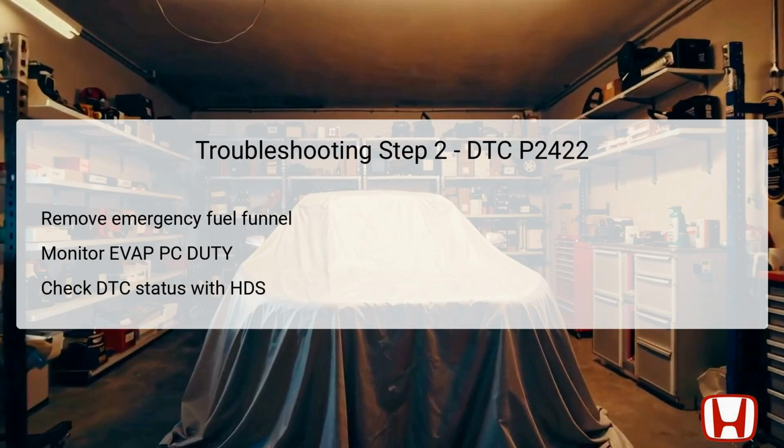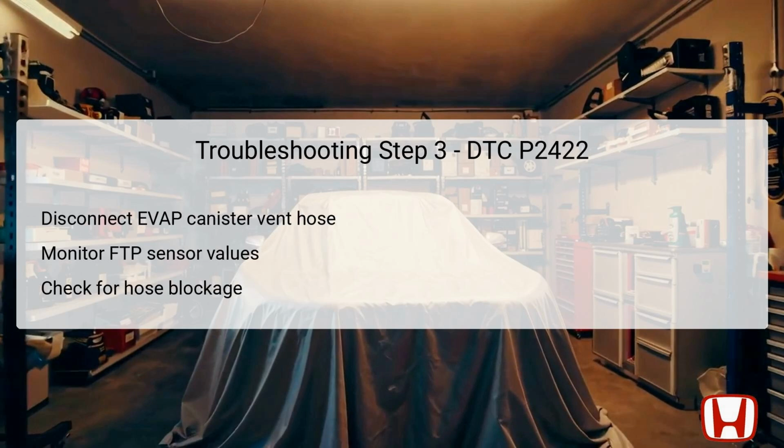Lastly, the technician needs to check the onboard diagnostics (OBD) status for DTC P2422 within the HDS. If the HDS indicates that the test has failed, the next steps should be followed, while a pass indicates a possible intermittent failure, requiring further scrutiny of the data. For the third troubleshooting step, the technician should disconnect the EVAP canister vent hose from the EVAP canister itself. This disconnection is critical for assessing whether the vent line is compromised.